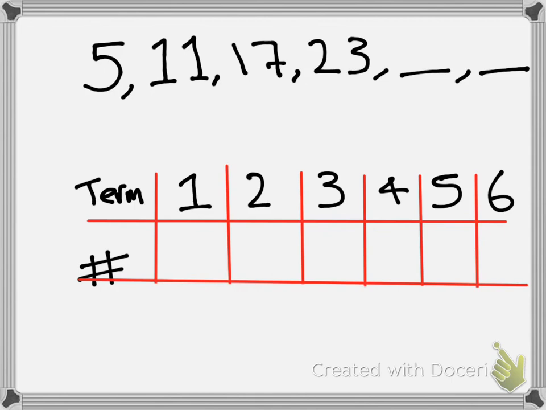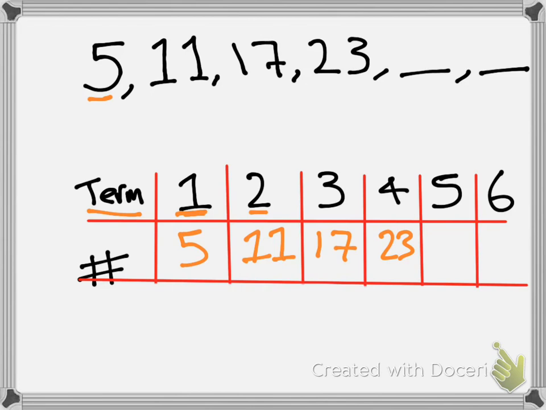Now, here in my example, I can see that it's 5, 11, 17, 23, and then two missing numbers. The first thing that you need to do is create a little table like I have done below. The term means the number in the sequence. So term 1 would be 5, because that's the first number in the sequence. Term 2 would be 11. Term 3 is 17, then 23.